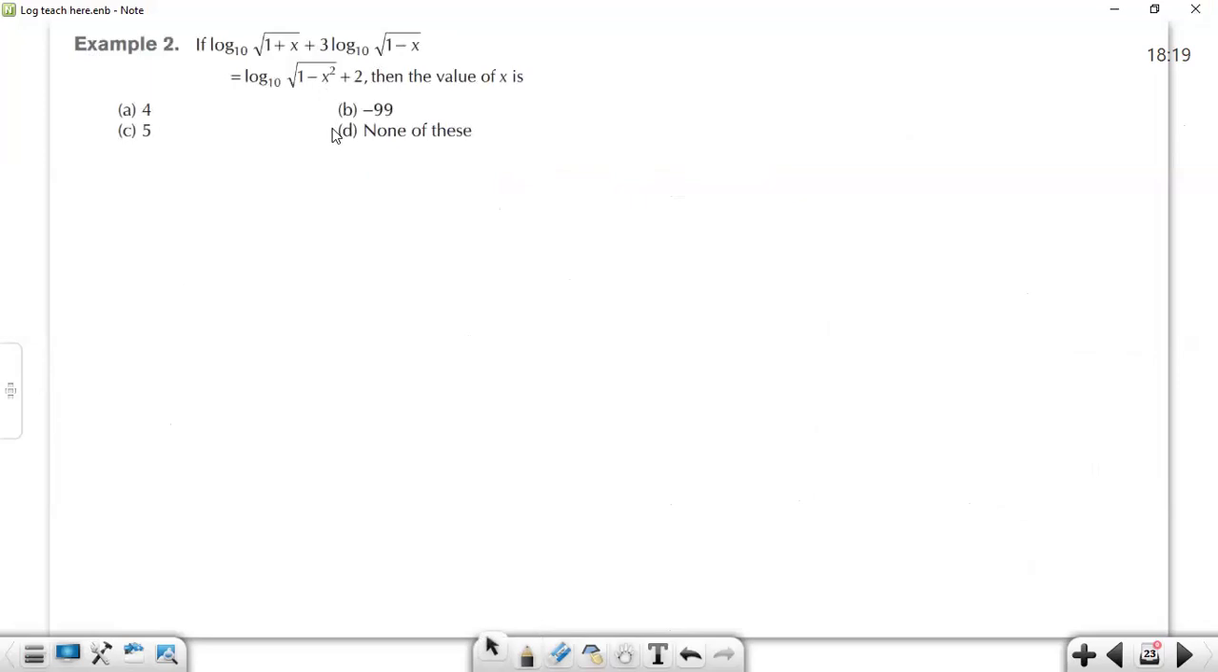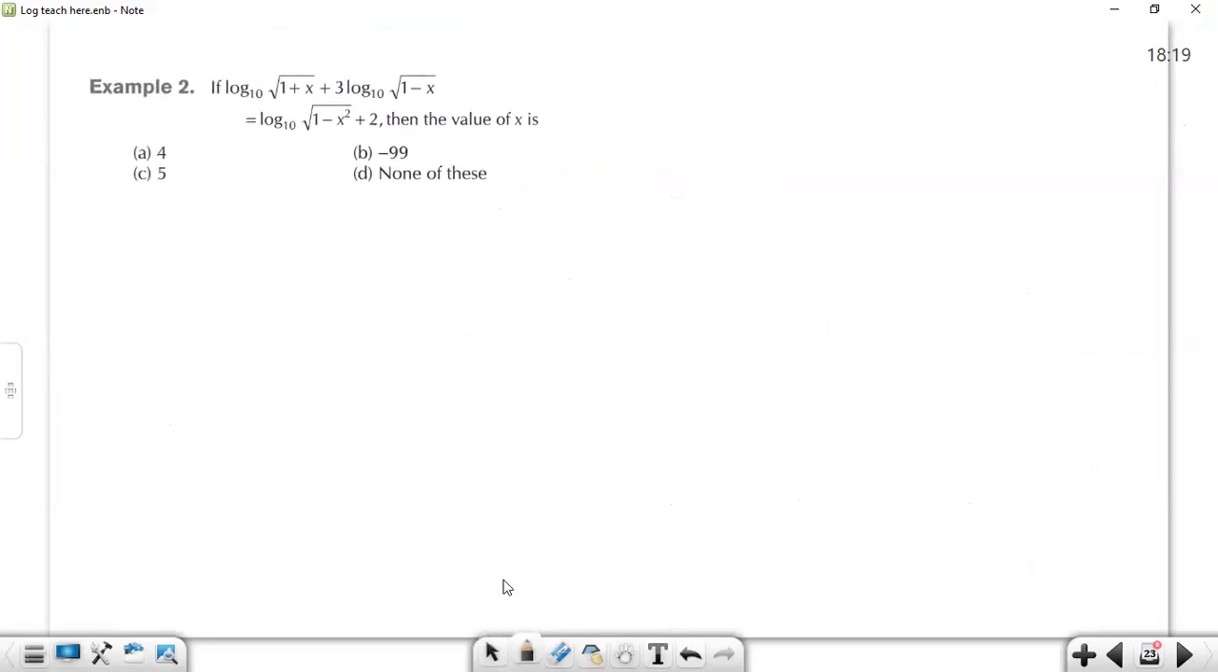Example number 2. So now we are given the equation, and we have to find the value of x. There is only one variable in the equation, so it will be an easy task, right? Yes. So let's bring this 3 to the power 2, simplify and remove the log.